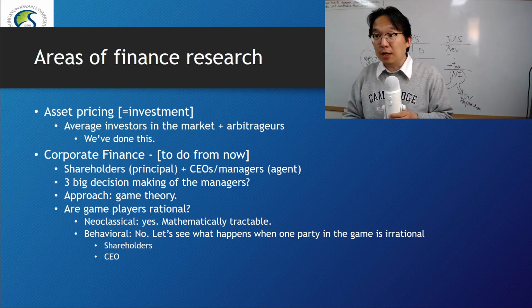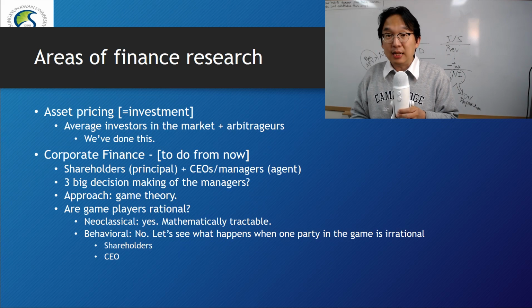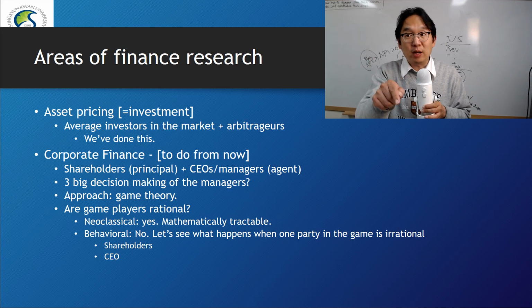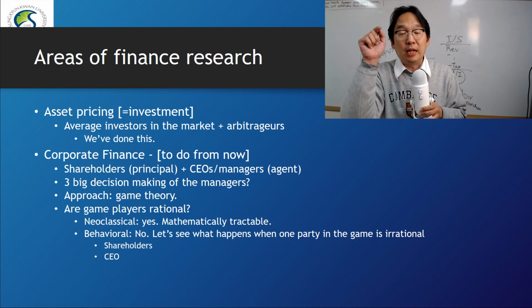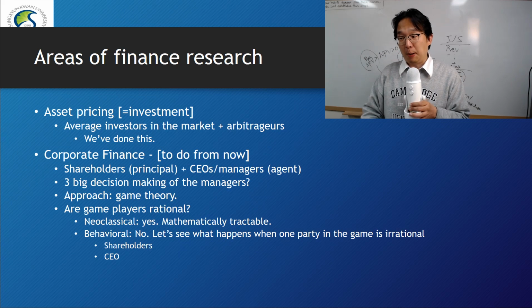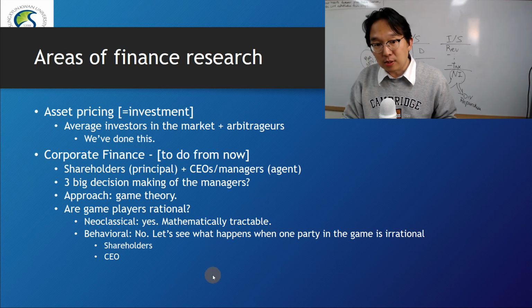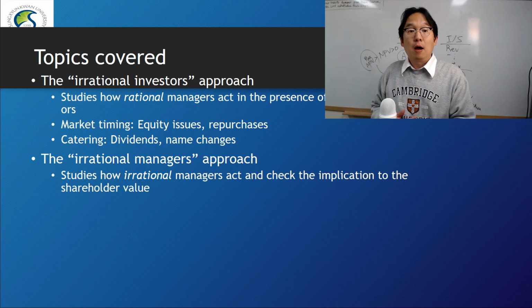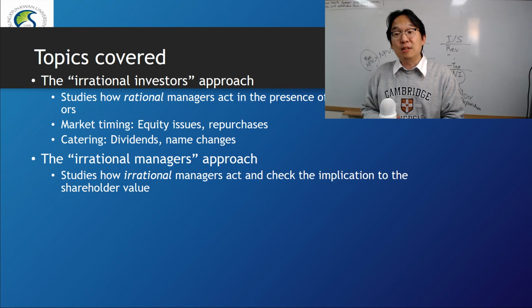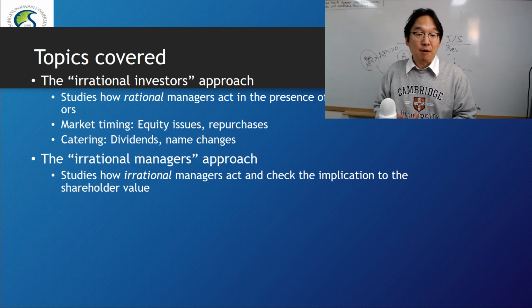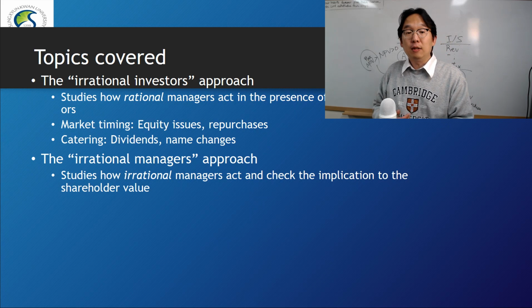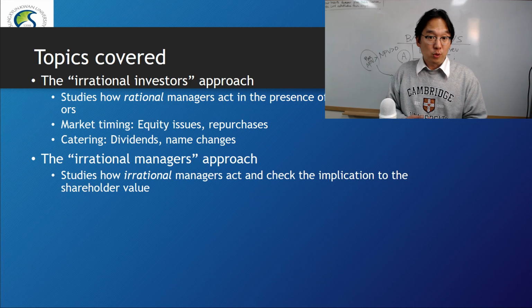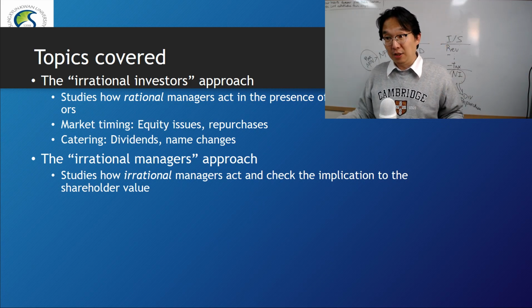This kind of big data approach is widely applicable and is widely explored in this research. That's why it is so interesting and exciting to do this research, by the way. Anyway, the first thing is the irrational investor approach, right? This study shows how rational managers act in the presence of irrational investors, and then we're going to talk about market timing and catering, about equity issues, and the name changes and that kind of thing.